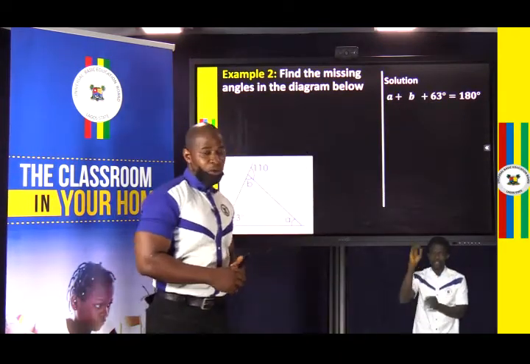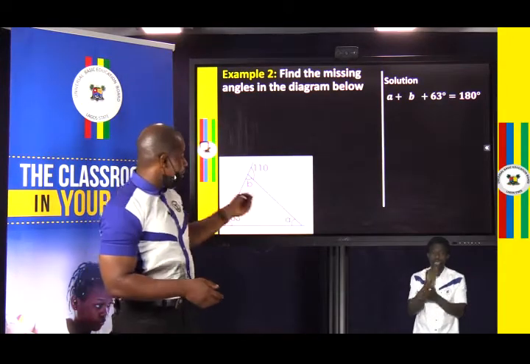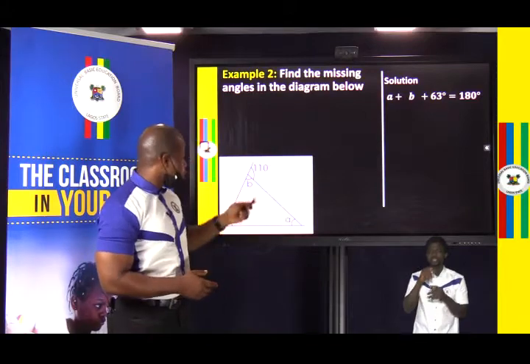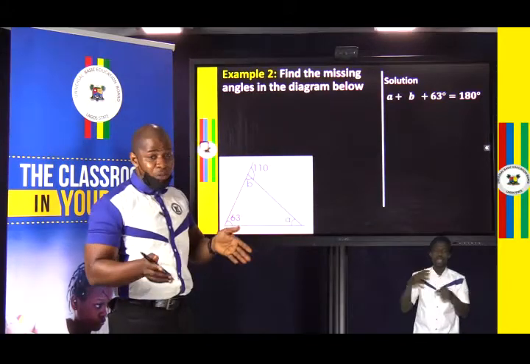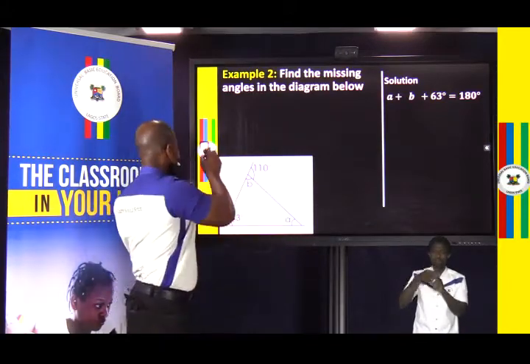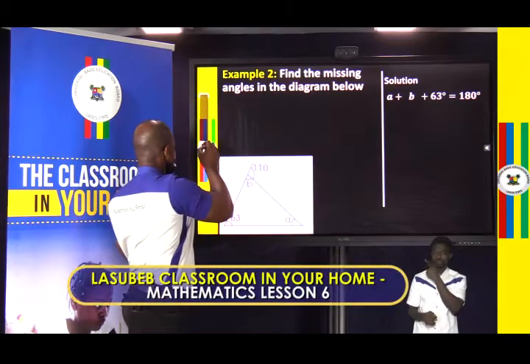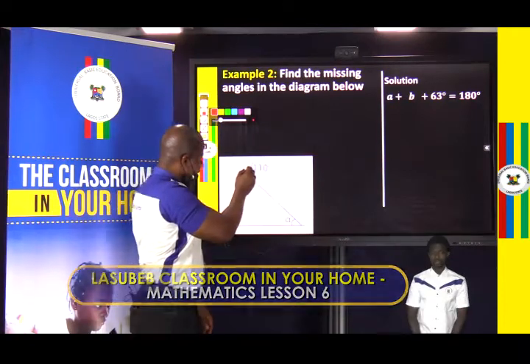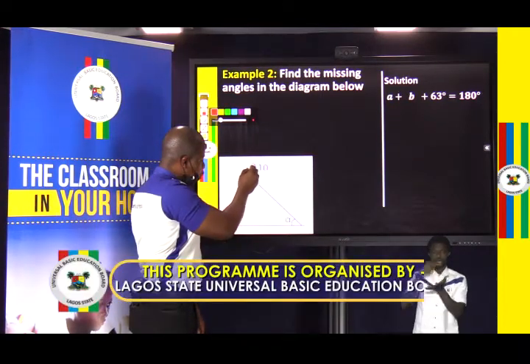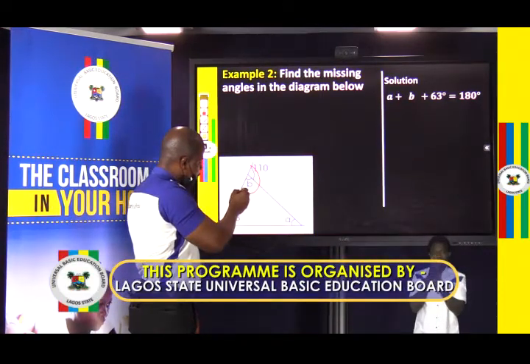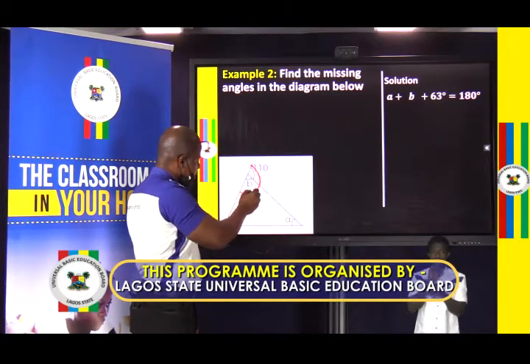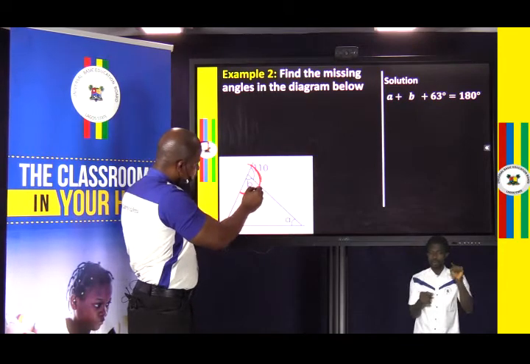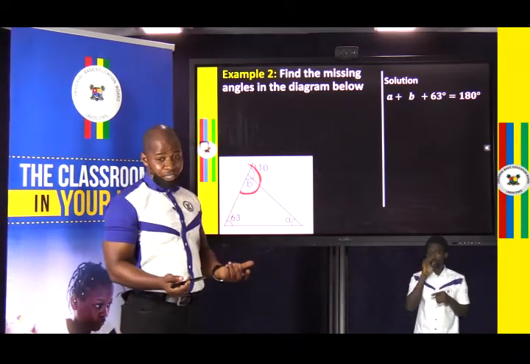But the problem is that A and B are not equal because this is not an isosceles triangle. There is no marking. But we can get B. And how can we get B? From this point. Remember that in the last lesson we learned that angle on a straight line that forms a semicircle like this is 180 degrees. That means that from this point to this point and this point to this point must be 180 degrees.